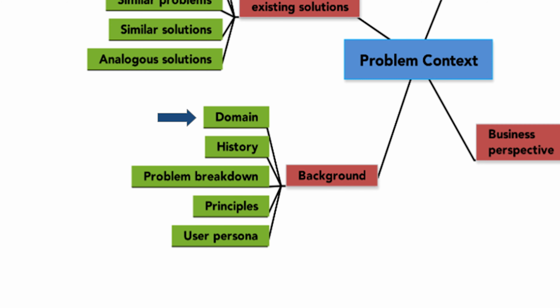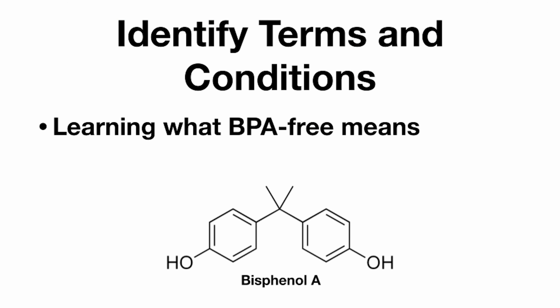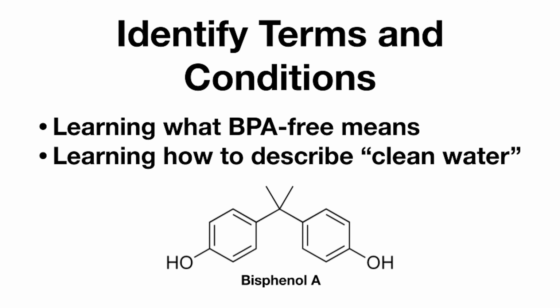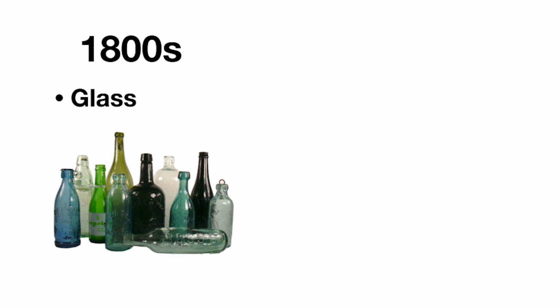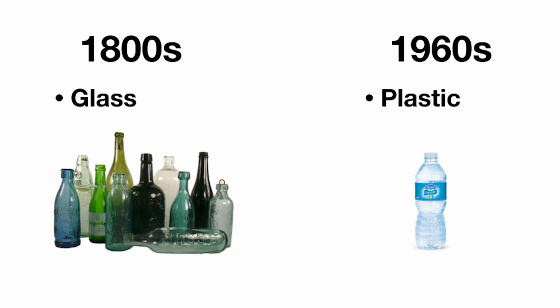Understanding the domain of the background would involve identifying some terms and definitions that inform the problem, such as learning what the term BPA-free means or learning how to describe clean water. It may be important for you to understand a little bit of history about the use of water bottles. In the 1800s, water was stored in glass. Beginning in the 1960s, with the advent of the plastics revolution, water bottles were made out of plastic.